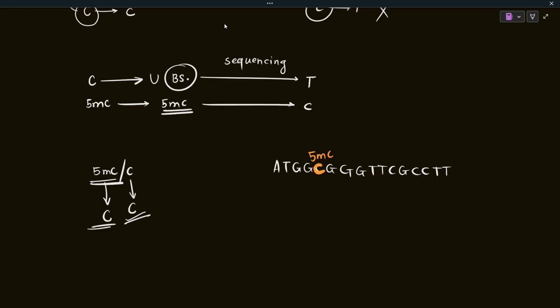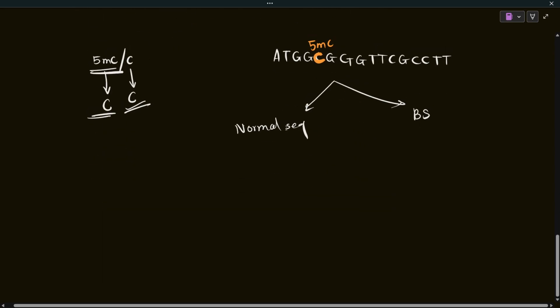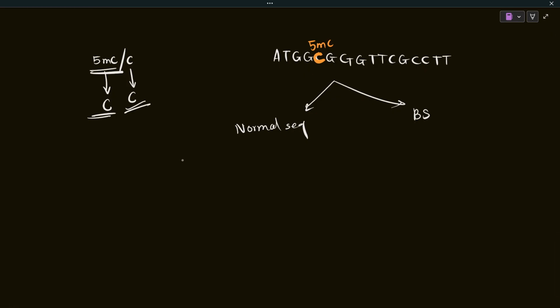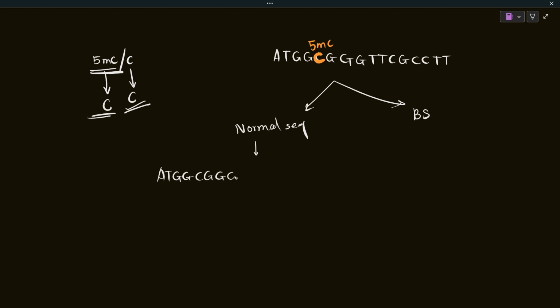So let's see the differences when you do normal sequencing and when you do bisulfite sequencing. What will happen in the normal sequencing? You will get to know that this sequence will be the same. In normal sequencing, you won't be able to differentiate between 5-methyl cytosine and the normal cytosine, right? So what will be the result? You will get the DNA sequence something like this: A, T, G, G, C, G, G, G, T, T, C, G, C, C, T, T. Okay, so this will be the result.